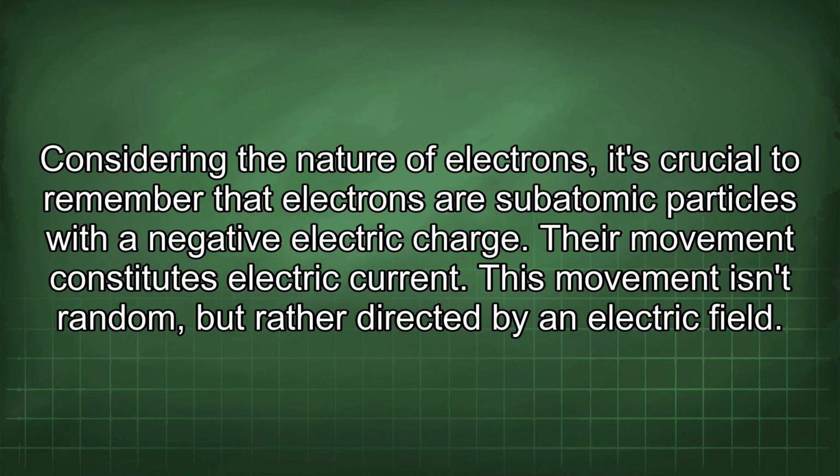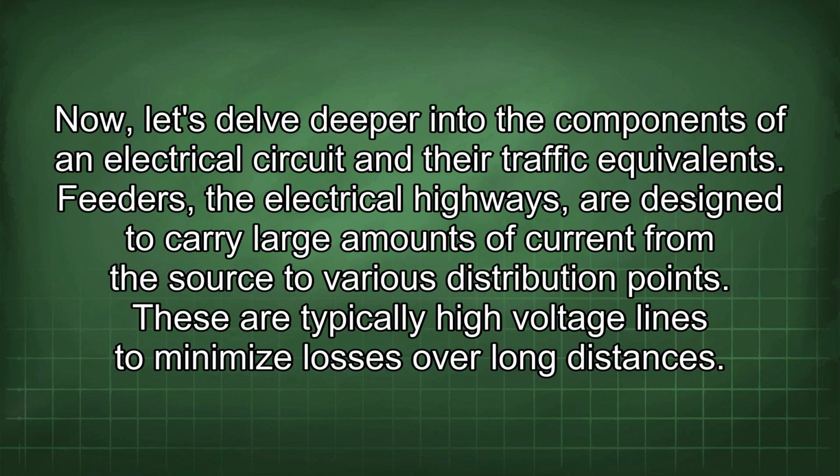Considering the nature of electrons, it's crucial to remember that electrons are subatomic particles with a negative electric charge. Their movement constitutes electric current. This movement isn't random, but rather directed by an electric field. Now let's delve deeper into the components of an electrical circuit and their traffic equivalents.